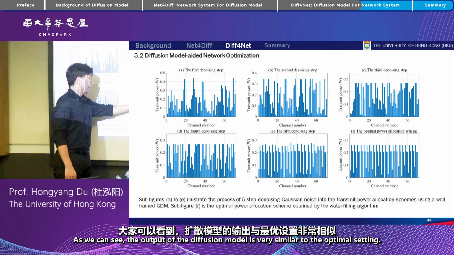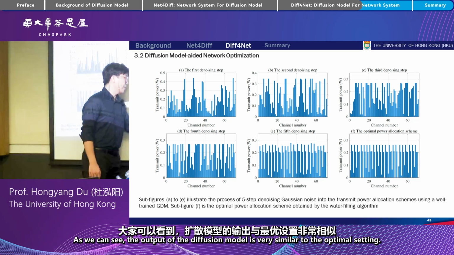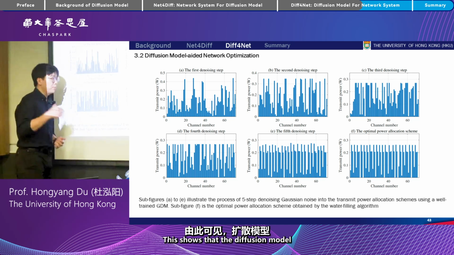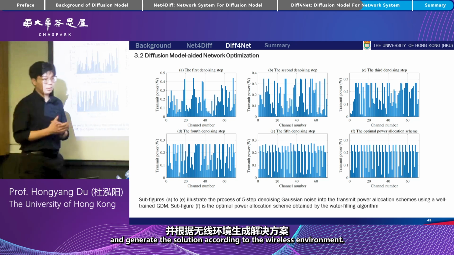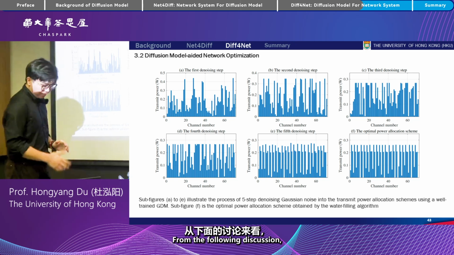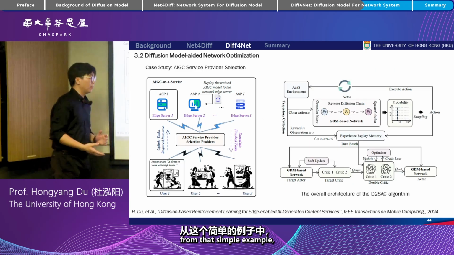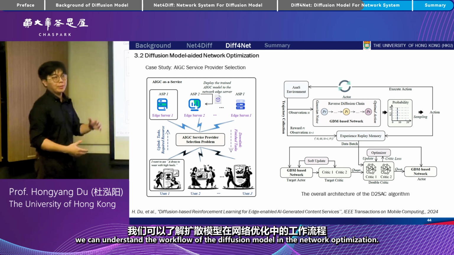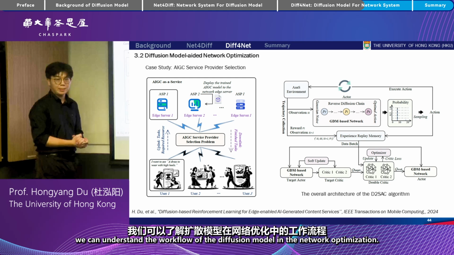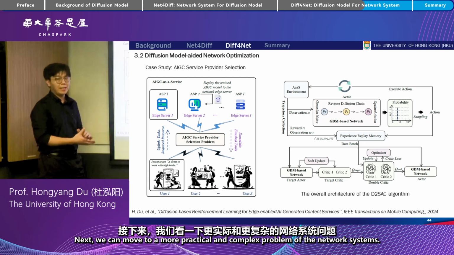As we can see, the output of the diffusion model is very similar to the optimal setting. This shows that the diffusion model can understand the environment and generate the solution according to the various environment. From that simple example, we can understand the workflow of the diffusion model in network optimization. And next, we can move to more practical and complex problems of network systems.